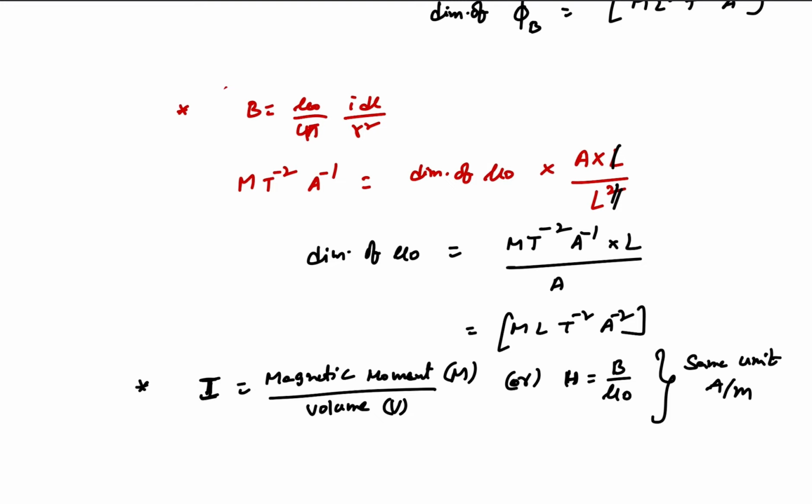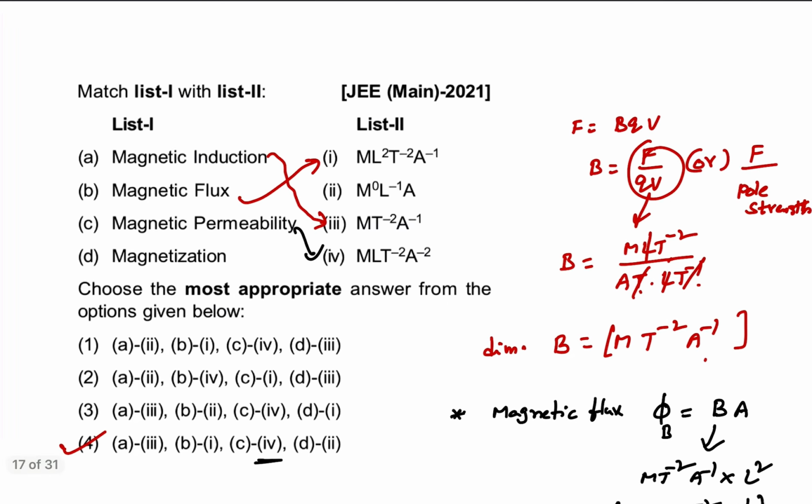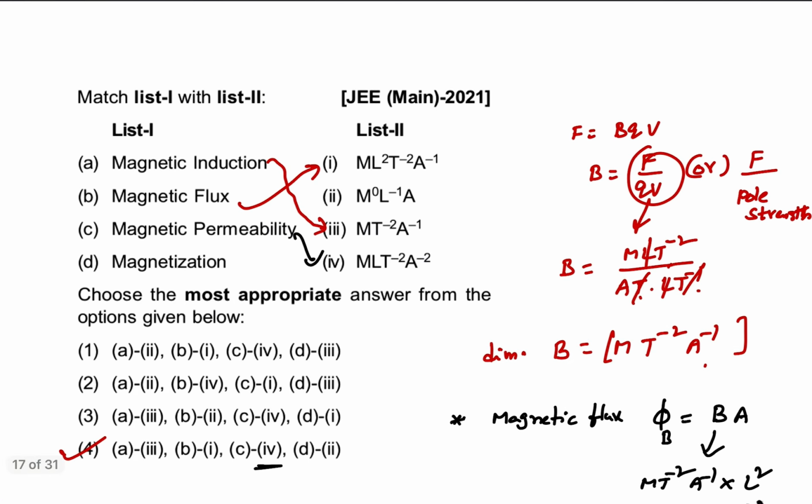You may have studied this in magnetism and matter, where the properties of magnetic materials like dia, para, and ferro are covered. The unit is ampere per meter, so the dimension of H: ampere is A, meter is L. So finally you get L power minus 1, A power 1. Like this, for any option you can check that.